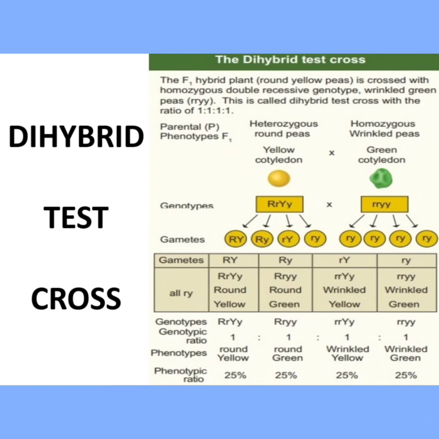And the genotypes formed are capital R, small r, capital Y, small y: round and yellow. Capital R, small y: round and green. Small r, capital Y, small y: wrinkled and yellow. Small r, small y: wrinkled and green. The ratio is 1:1:1:1. Round yellow, round green, wrinkled yellow, wrinkled green are the phenotypes. So the phenotypic ratio is 25%, 25%, 25% and 25%.